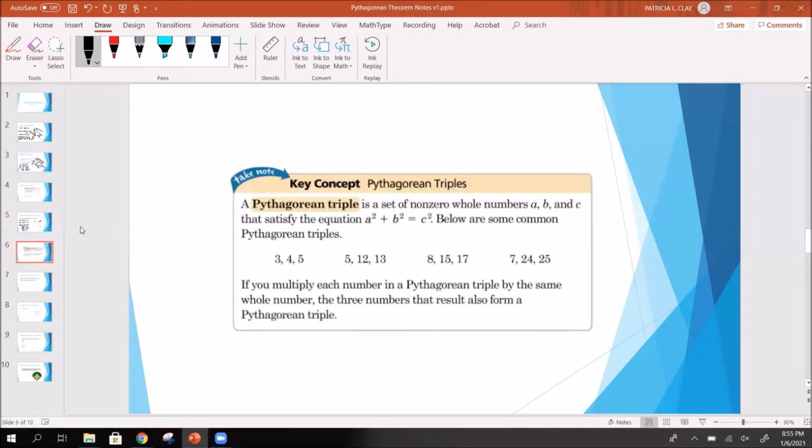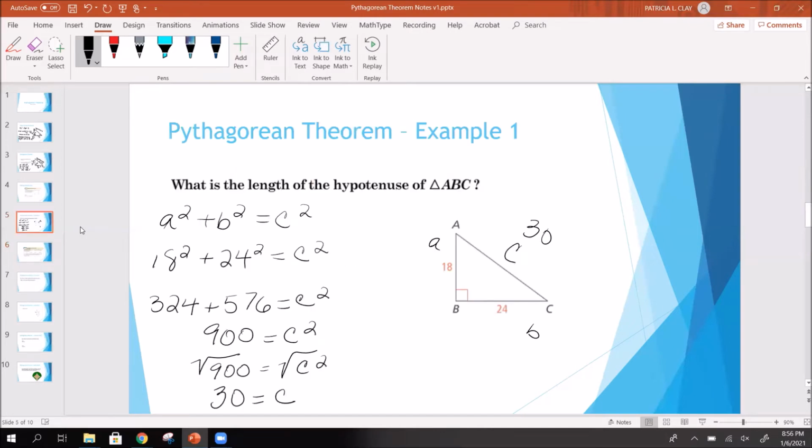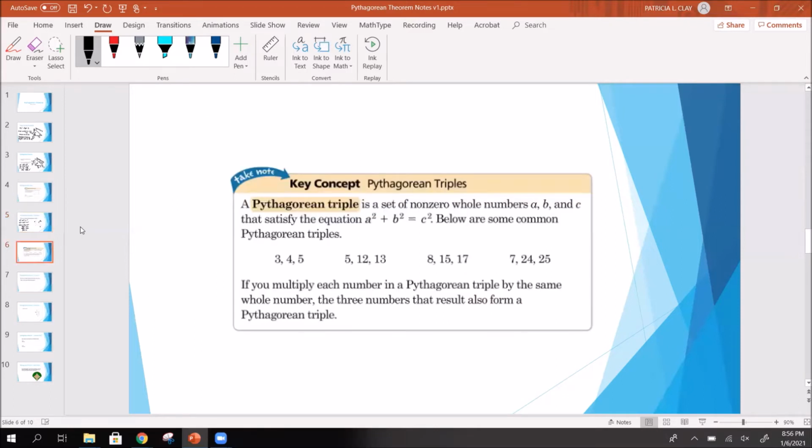Now, the next concept we're going to talk about is the Pythagorean triple. It's a set of non-zero whole numbers, A, B, and C, that satisfy the equation A squared plus B squared is C squared. So for example, this example right here is an example of a triple because all three numbers are whole numbers. Remember, for a triple, it must be non-zero whole numbers. Some very common triples are 3, 4, and 5, which is one of the examples we did in the beginning. 5, 12, and 13, 8, 15, and 17, 7, 24, and 25. Those give you some popular ones.